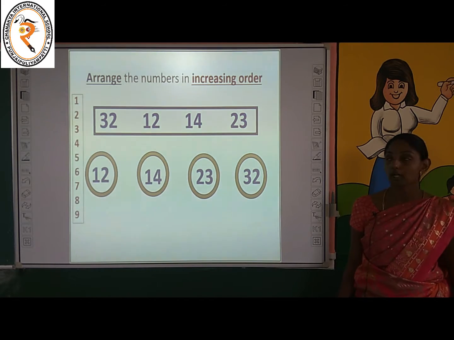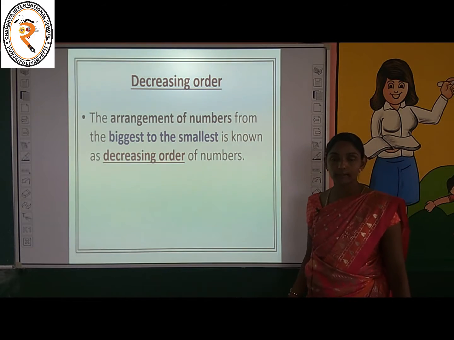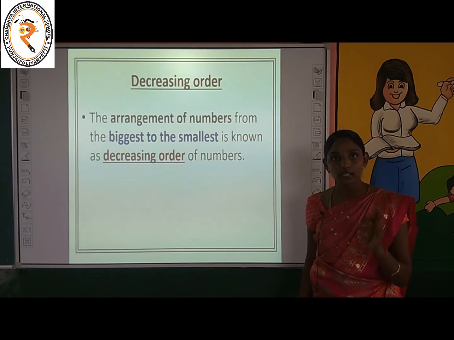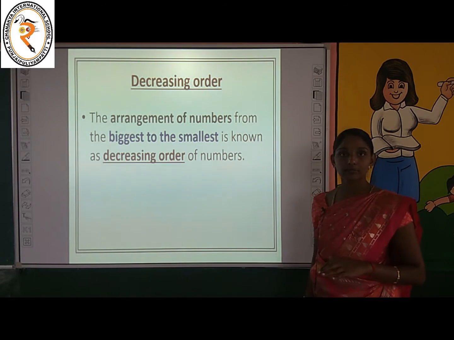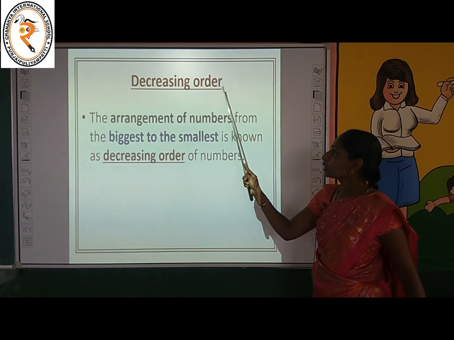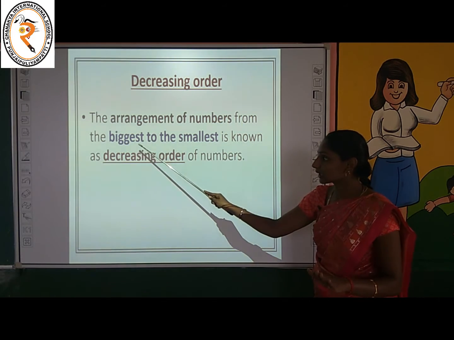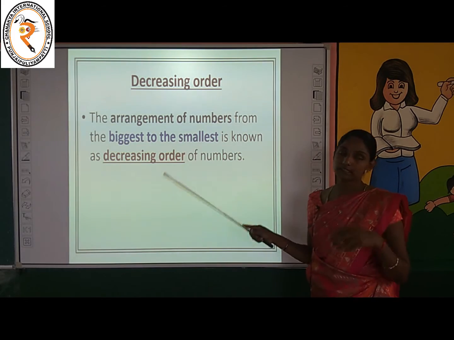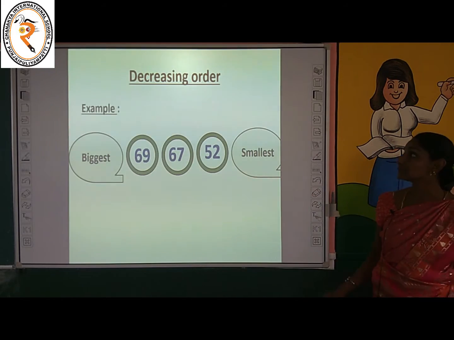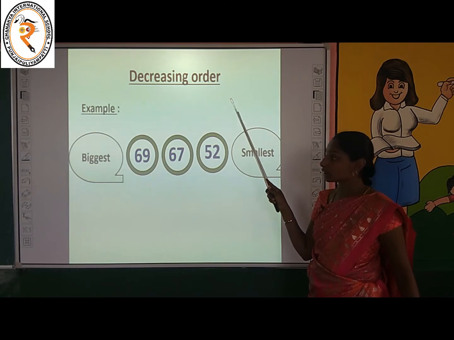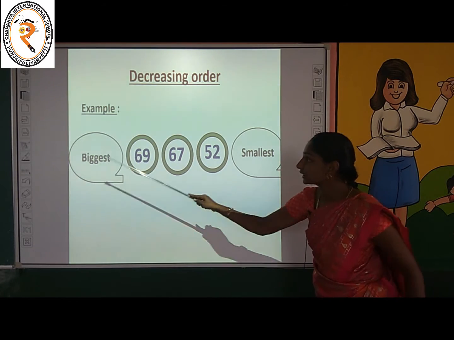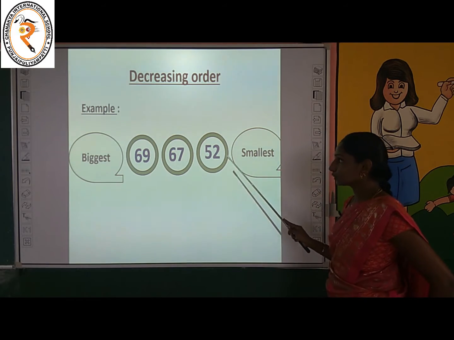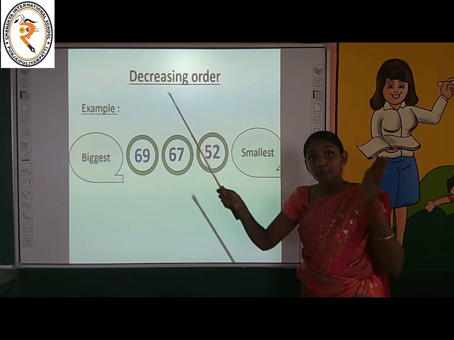Yes, super. Now we move on to decreasing order. It is the opposite, the reverse of increasing order. If you are thorough with increasing order, this will be easy for you. Decreasing order means arranging numbers from biggest to smallest. Okay children, it's a reverse of increasing order. Let's see one example. See here, this is decreasing order. Arrange from biggest to smallest. See 69, 67, 52. Yes, 69 is big.